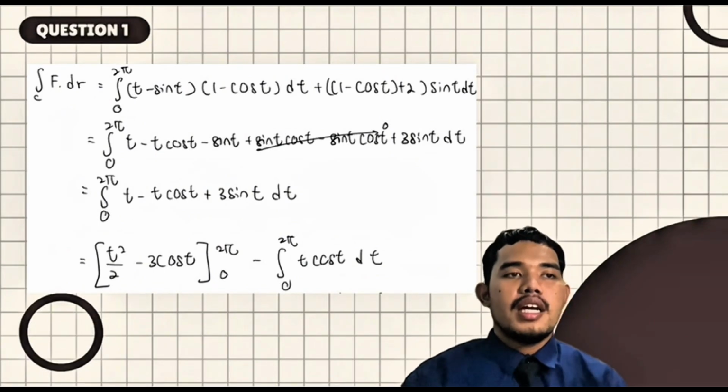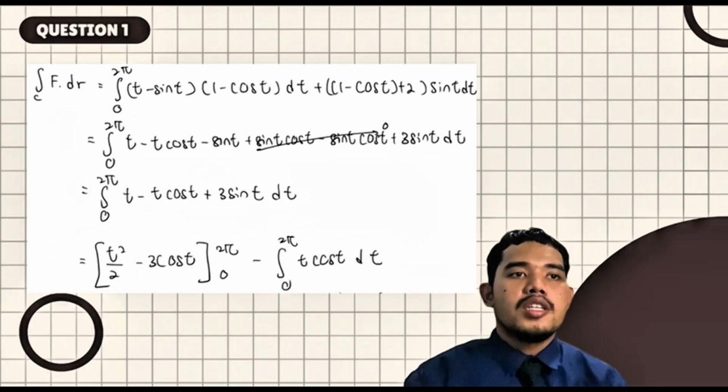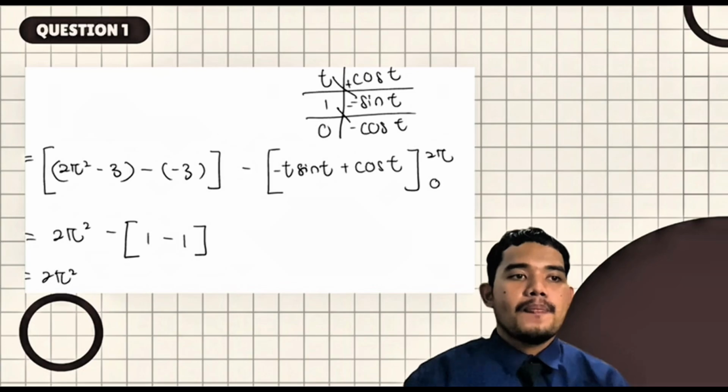After that, we will get the simplified version of the integral of t minus t cos t plus 3 sin t dt with the range of 0 to 2 pi. For the term t cos t, we will have to do integration by parts. After that, we will get the final answer of 2 pi squared as the work done.